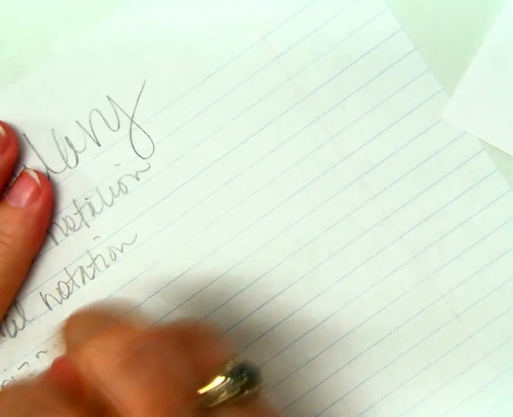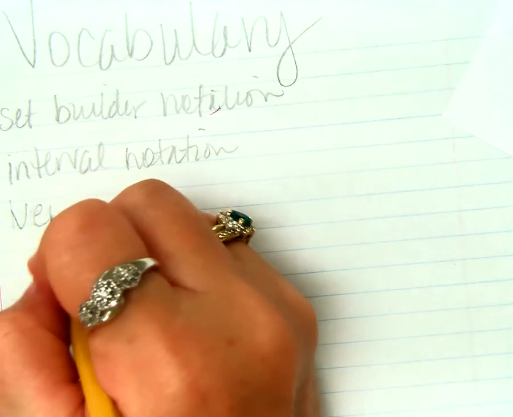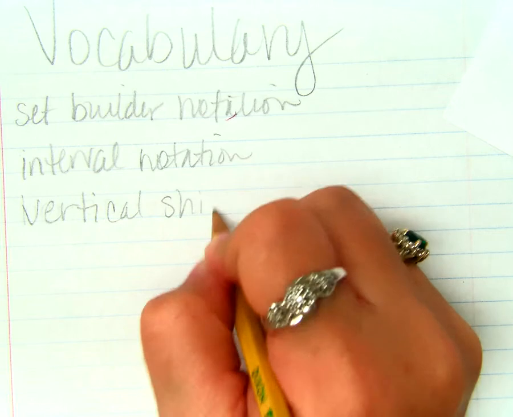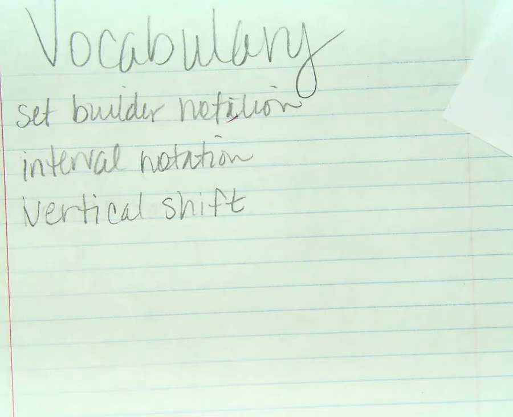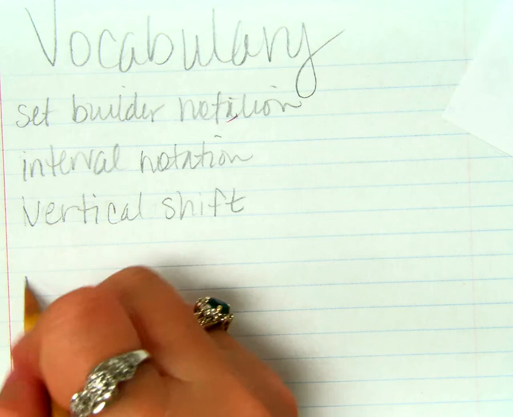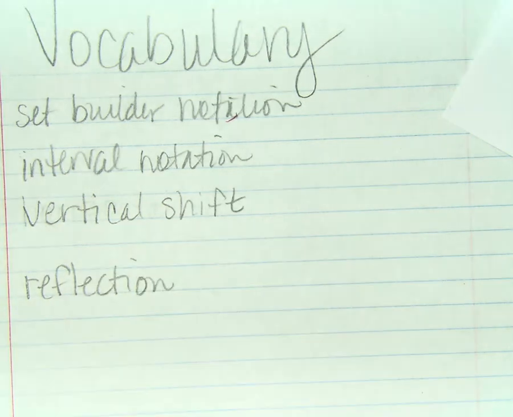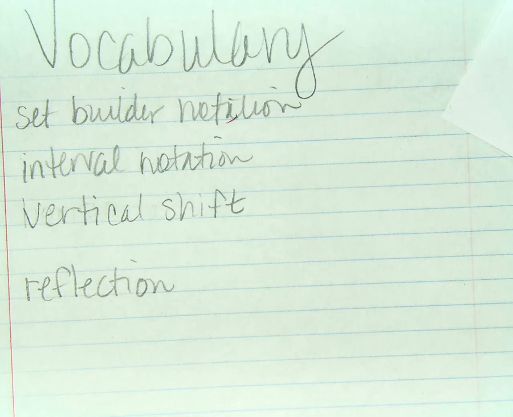Don't write that yet. I wrote the wrong word. Sorry. Vertical shift and reflection. Those are the 2 types of transformations that we're going to deal with today.